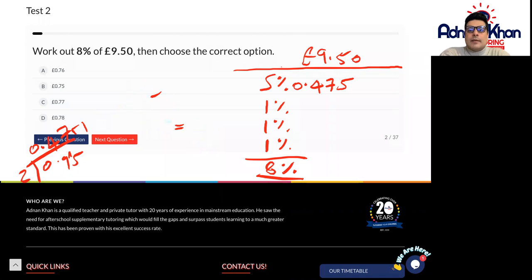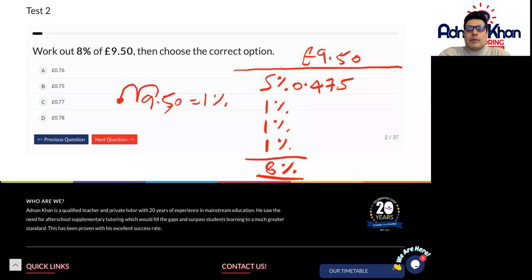Because when we're working out 10%, we move the decimal point to the left once. But when we're working out 1%, we move the decimal point to the left twice. So that's £9.50. Now we're working out 1%. So we're moving the decimal point to the left twice. So once and twice. So stick the decimal point there, put a 0 there and a 0 there. So that gives us 0.095 equals 1%. So let's just write that down there. 0.095.